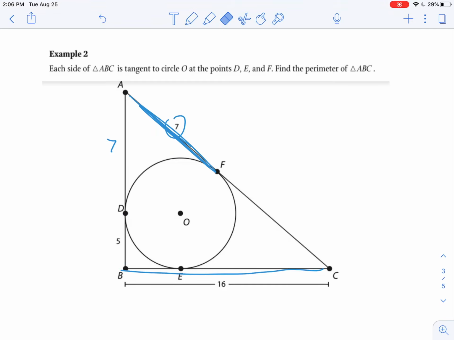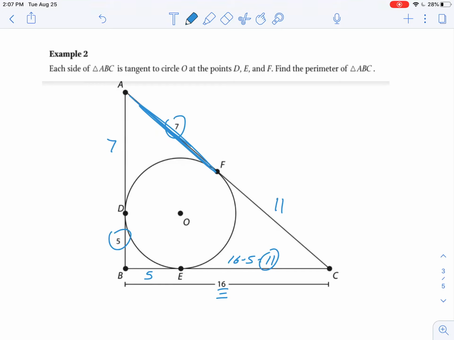By that same idea, if I look at the bottom, if this side is 5, then this segment is also 5. Now, if this entire bottom side, BC, is 16, and segment BE is 5, segment EC is 16 minus 5, which is 11. And again, by that last theorem, if this bottom segment is 11, segment CF is also 11.